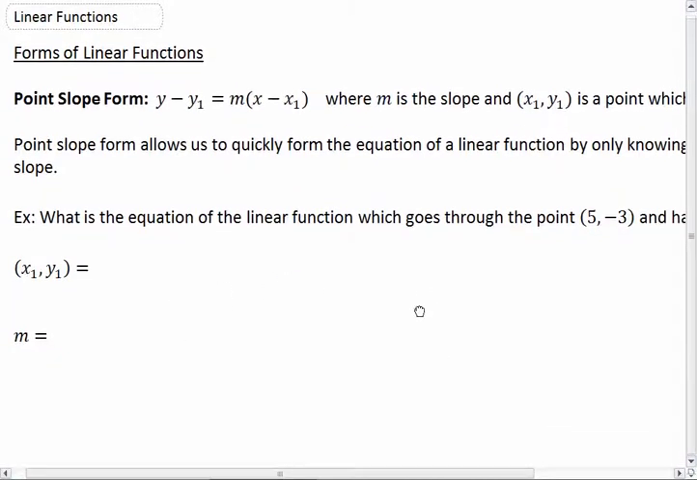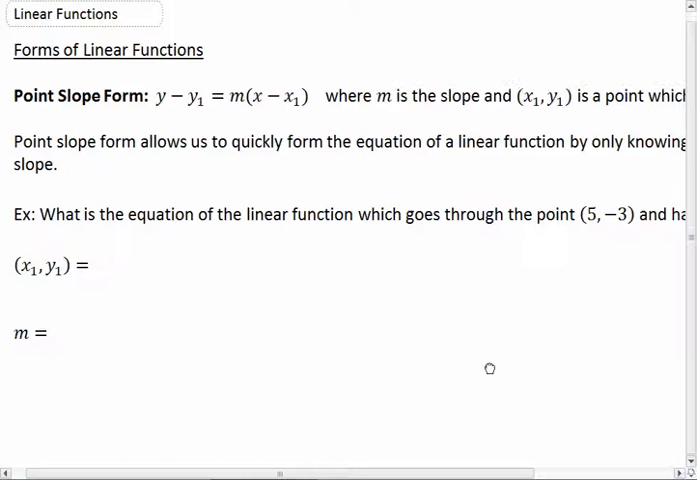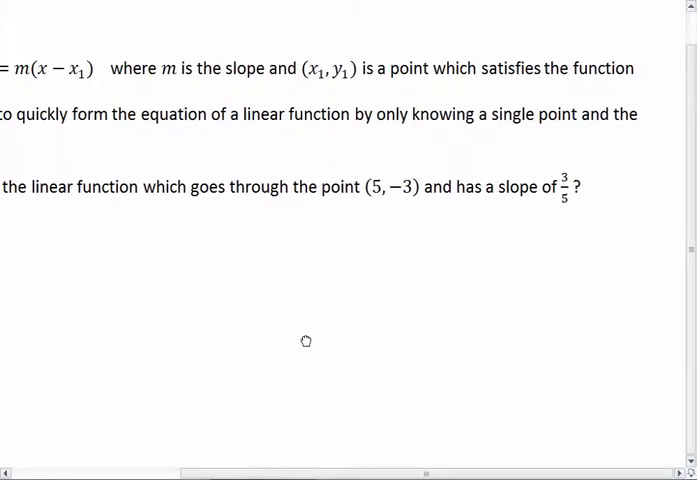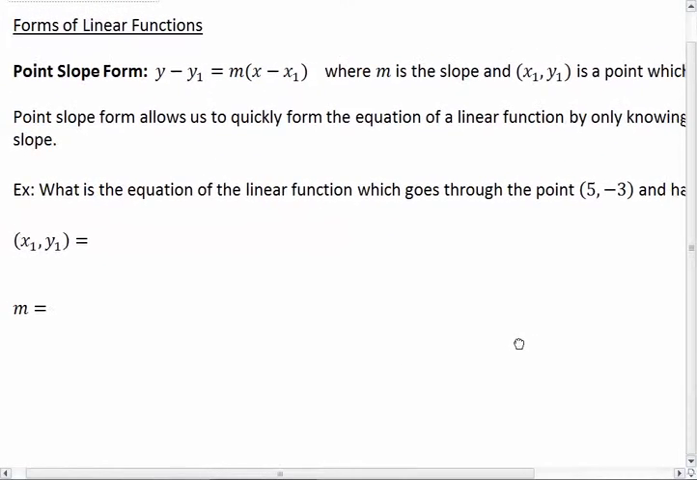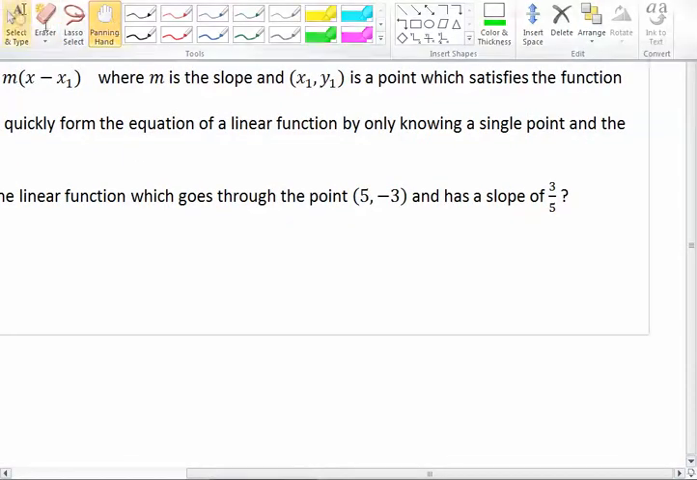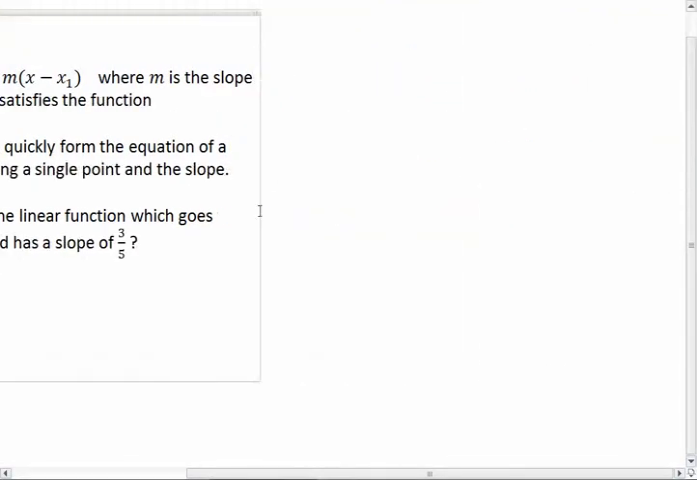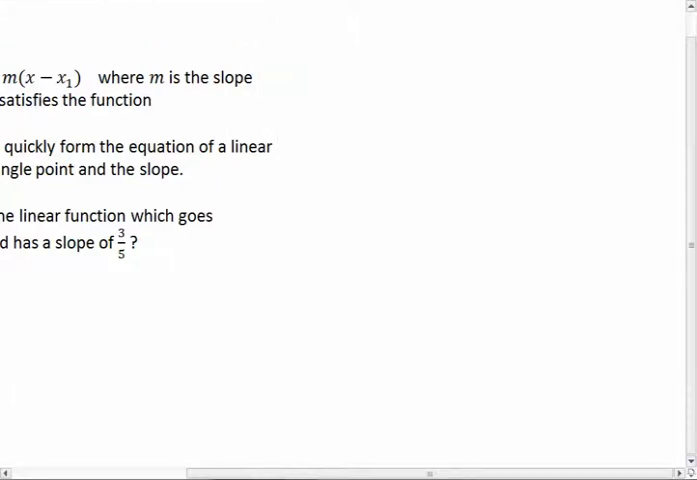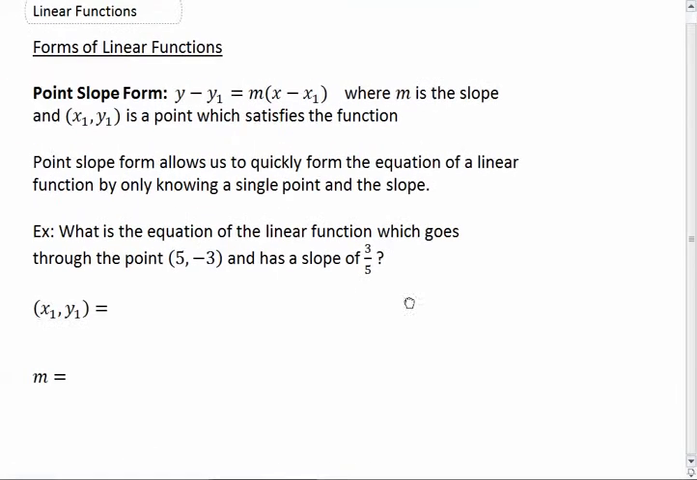The point slope form allows us to quickly form the equation of a linear function by only knowing a single point and the slope. Sorry, the formatting on the school computer versus my home computer has very different screen sizes. Now it fits all on one screen. That's much better. So what we want to do is use this amazingly powerful equation. This is going to be one of our main go-tos because it's just super powerful.